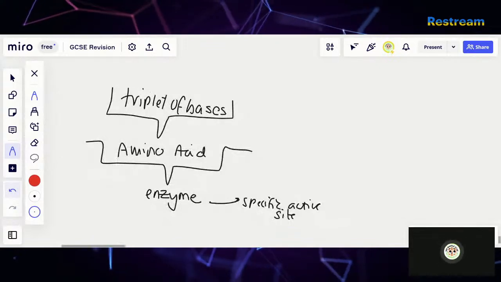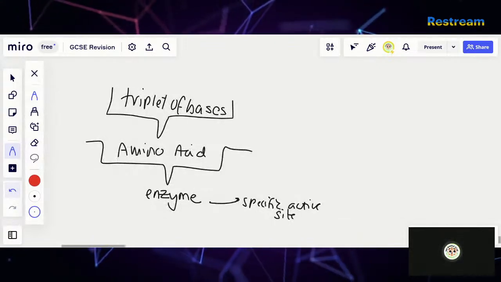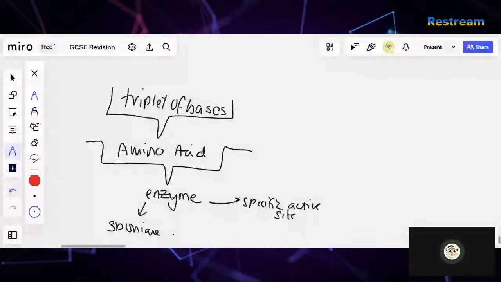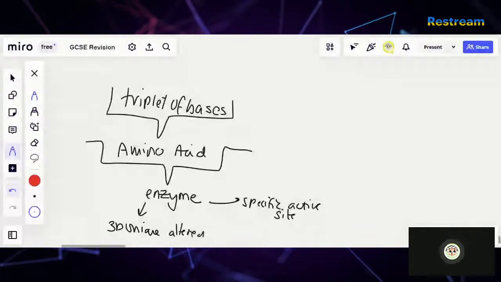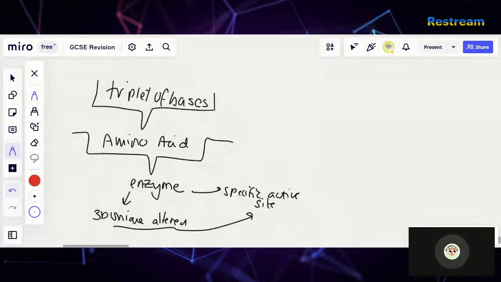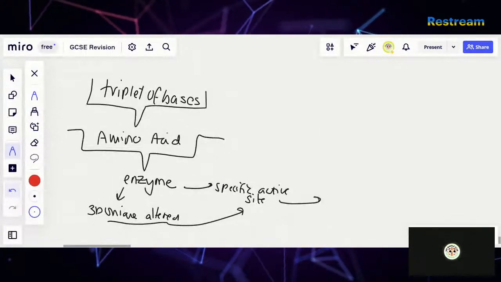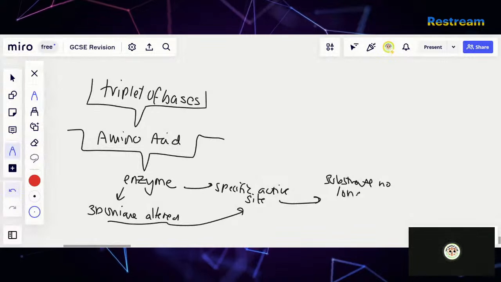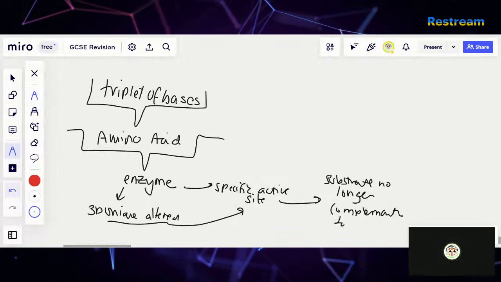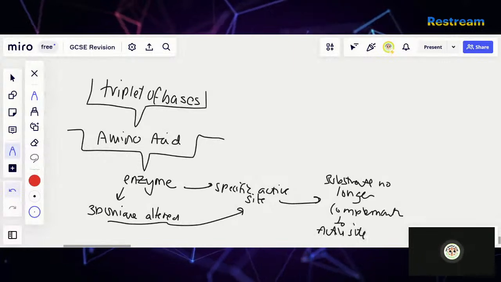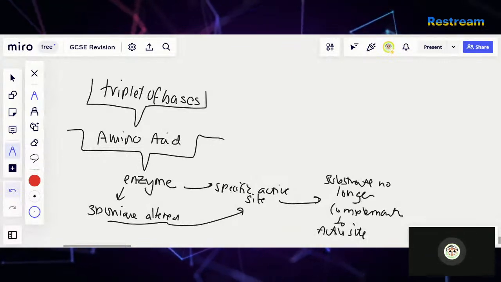Now, what we're seeing here is that because there's a change in the amino acid, this means that the enzyme is altered. Now, this 3D unique structure is also known as the active site. So the specific active site is then changed. Now, what does that mean if the active site is changed? That means that the substrate will no longer be complementary to the active site, and the enzyme will be futile against this thing to break down, and therefore the enzyme will no longer work.